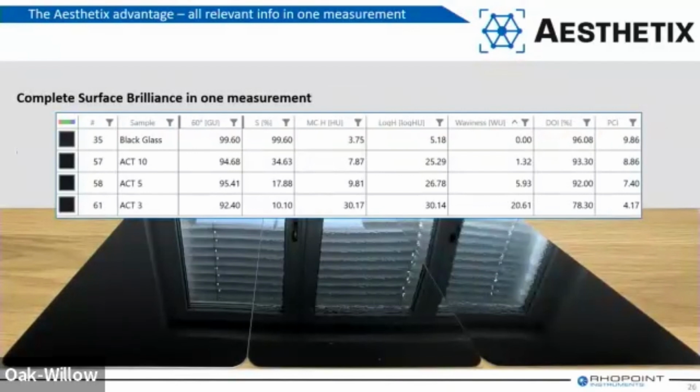So what I'm going to get, if I'm going to measure glossiness, surface brilliance, as we call it, I've got one package which measures everything in a single hit. The whole caboose, the whole amount of information really allows us to understand what's happening with our coating and optimize it.